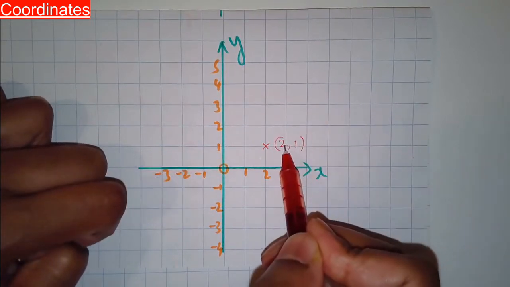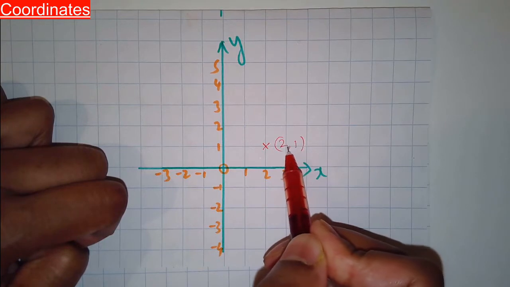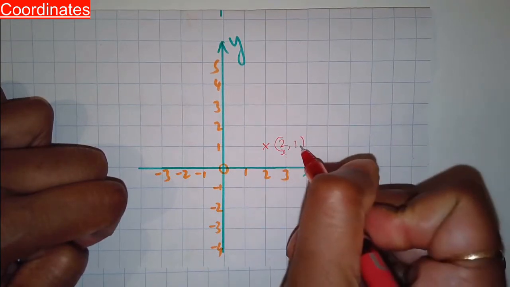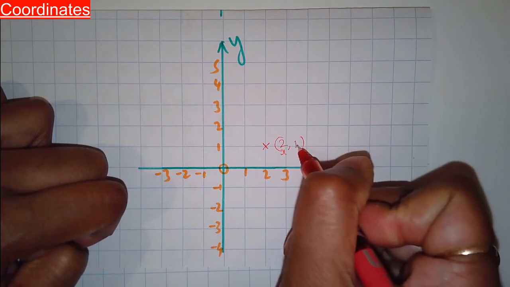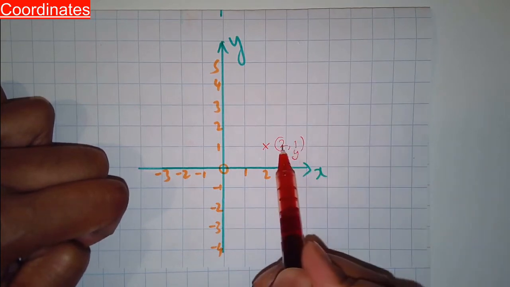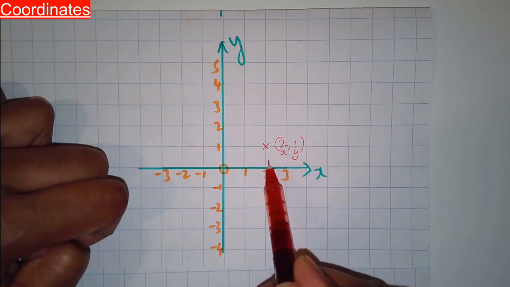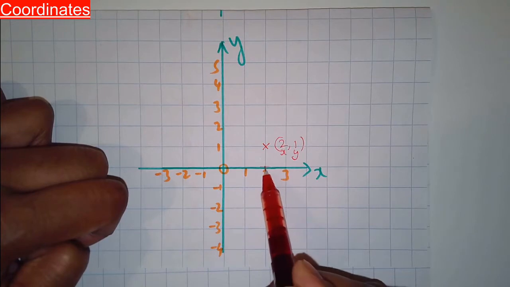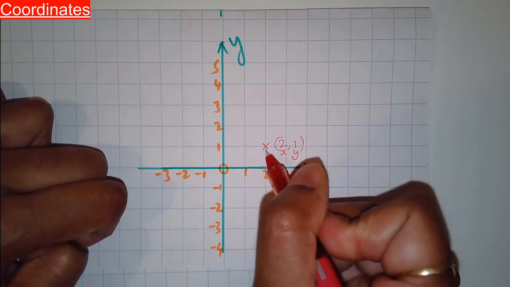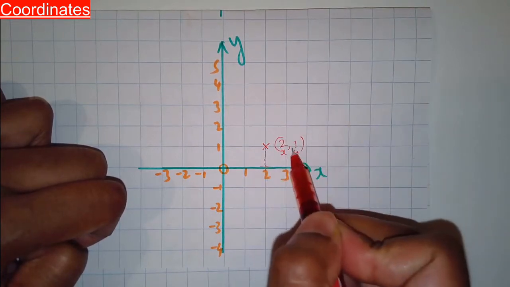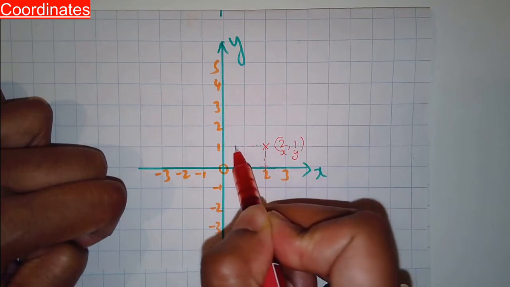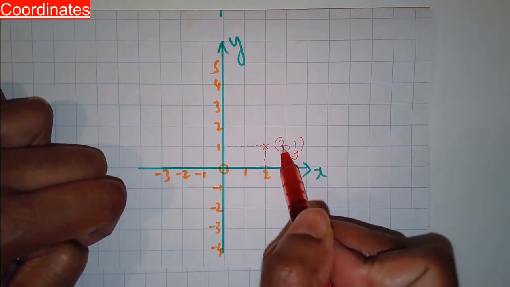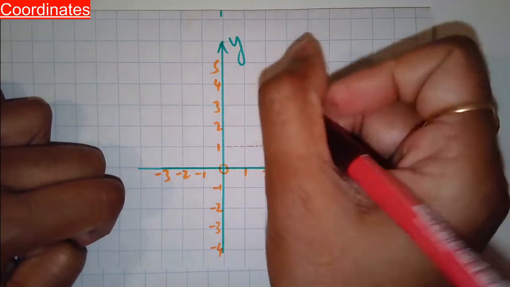So that was 2 along the corridor, 1 up the stairs. 2 along the x-axis, and 1 up the stairs, up the y-axis. So that 2 is the x value, sitting on the x-axis. And that 1 is sitting on the y-axis. So that's your x value and that's your y value. Right, let's do another one.